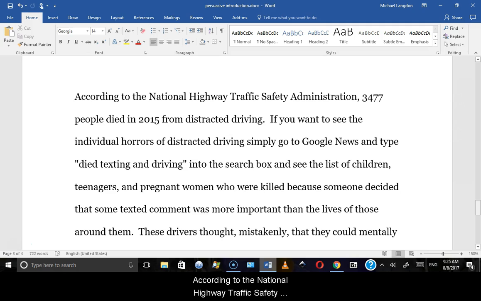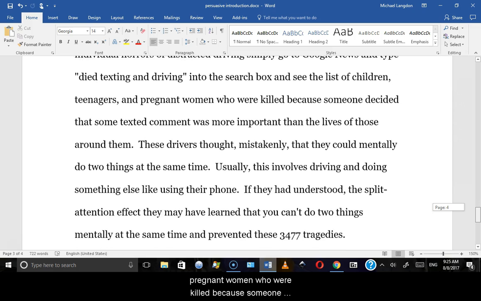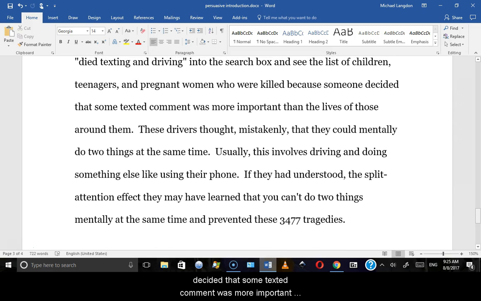According to the National Highway Traffic Safety Administration, 3,477 people died in 2015 from distracted driving. If you want to see the individual horrors of distracted driving, simply go to Google News and type "died texting and driving" into the search box and see the list of children, teenagers, and pregnant women who were killed because someone decided that some texted comment was more important than the lives of those around them.